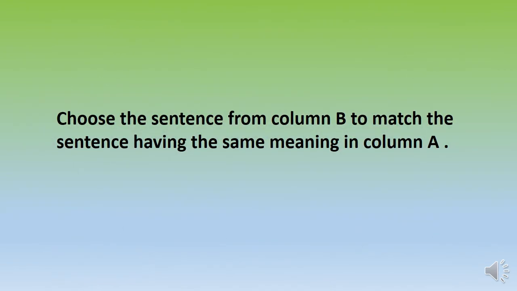Alright, dear students, we have already completed a couple of types of rules. Now it is practice time. Now I have a table for you in the next slide, and there are two columns on the table. In one column we have affirmative sentences and in the other column we have negative sentences. Now you have to choose the sentence from column B to match the sentence having the same meaning in column A.